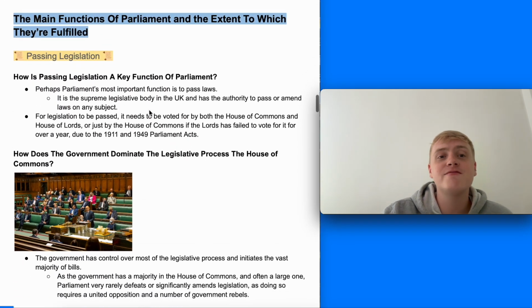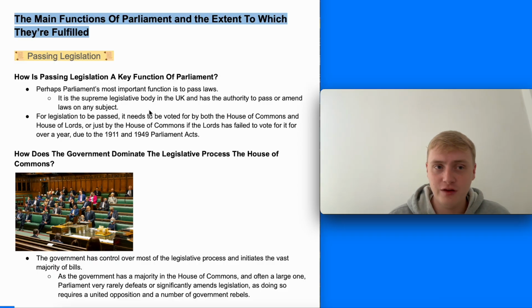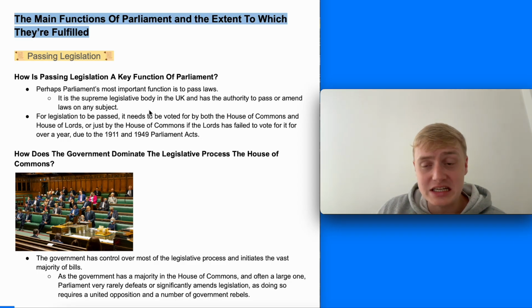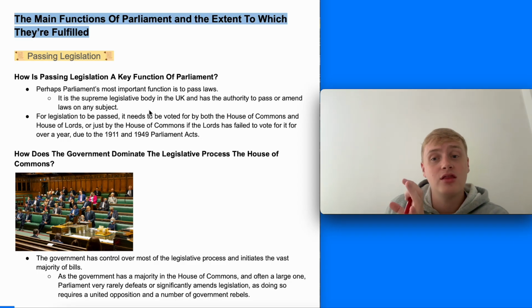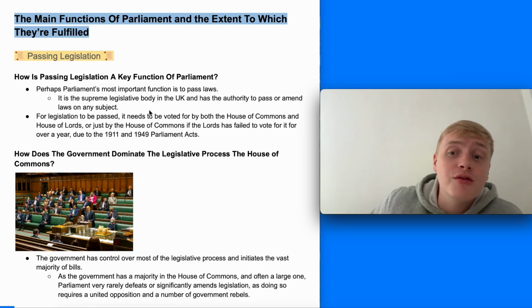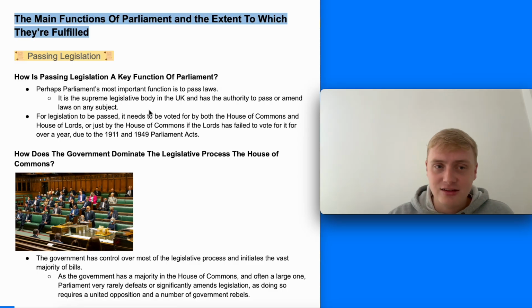Moving on now to the main functions of Parliament and the extent to which they're fulfilled, the first of these is passing legislation. We're going to look at this in way more detail in the video on the legislative process and the House of Commons and Lords on the Politics Explained YouTube channel, which you can find on the UK government playlist.